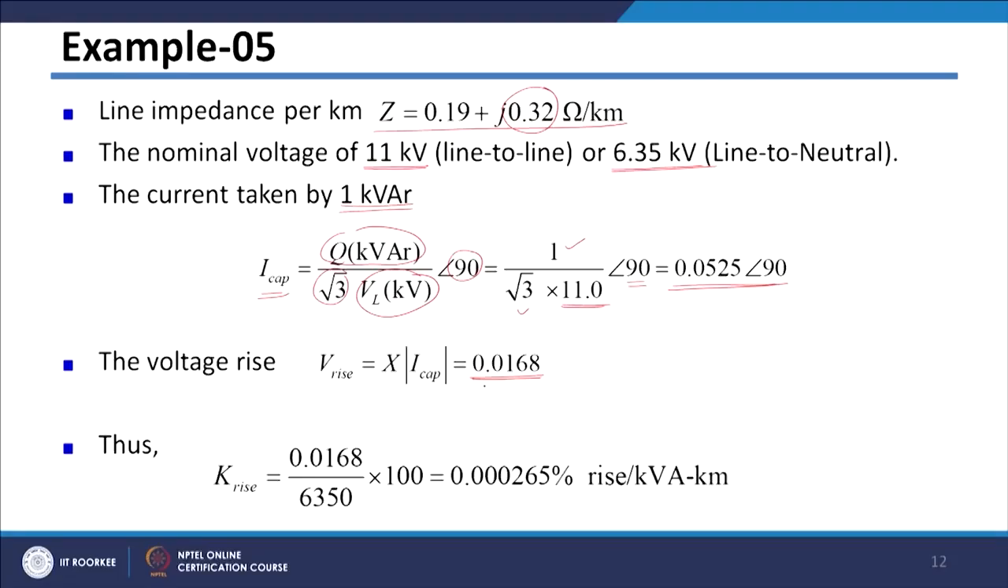percent voltage rise. So, you need to divide this by the base voltage, that is 6350. So, K rise factor will be 0.0168 divided by 6350. If you do that, your K rise factor will be 0.000265%. That is, in this case I am saying percent rise per kVAR per kilometer.